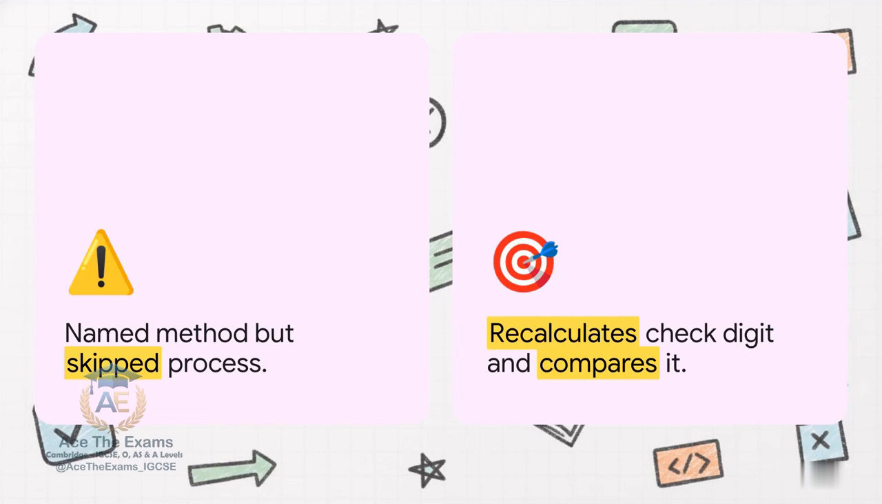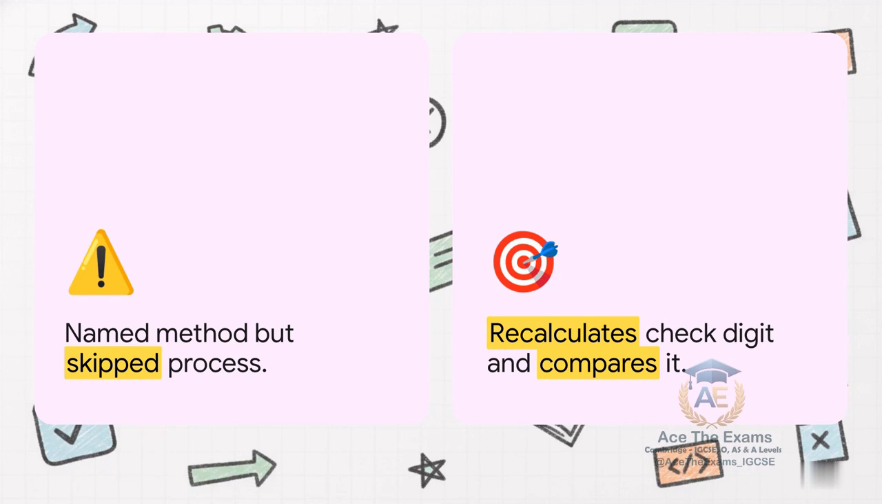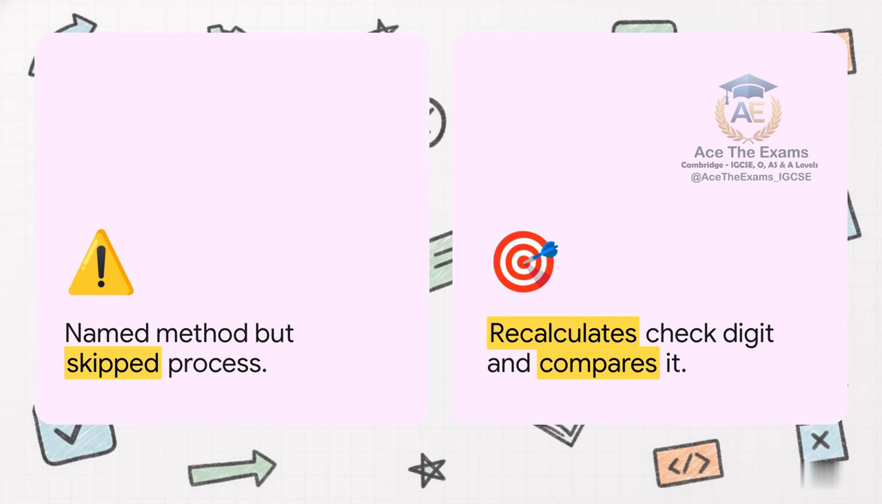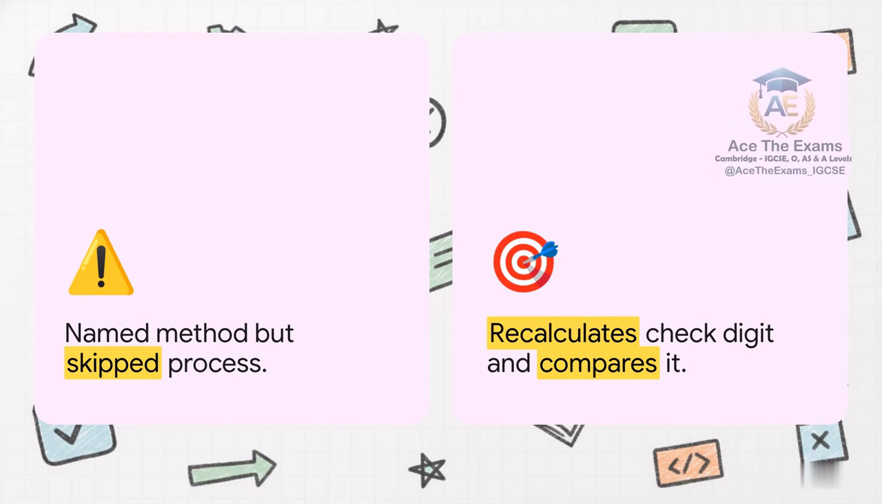Well, here is your examiner-style correction. That flawed answer merely named the method but totally glossed over the actual process. To secure top-band computational reasoning, the correct answer has to state, the point-of-sale system recalculates the check digit using the entered digits and compares it to the originally appended digit. Do you hear those verbs? Recalculates, compares. Those right there, those are your mark magnets.